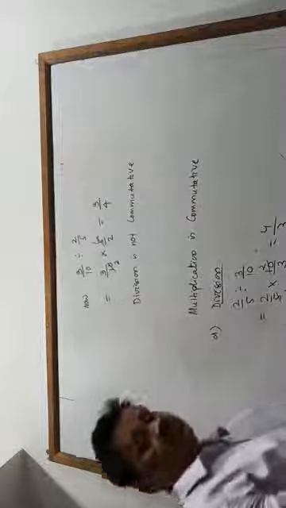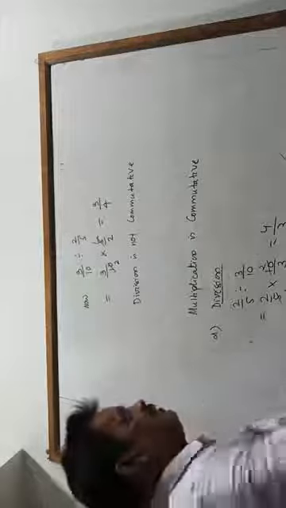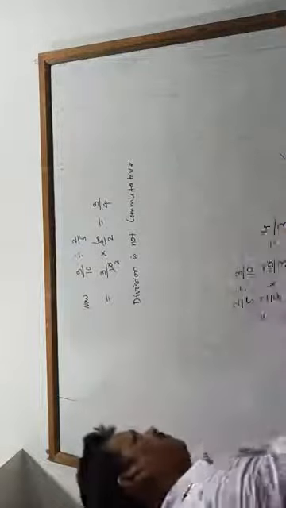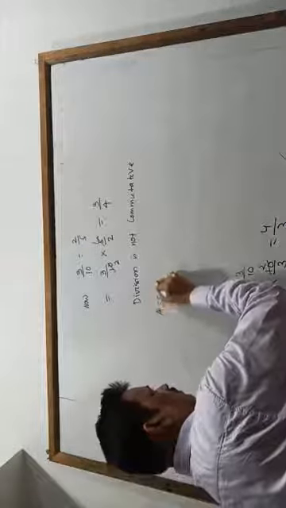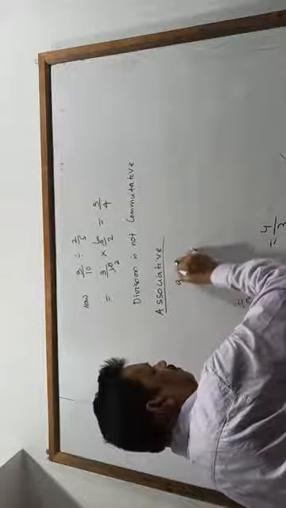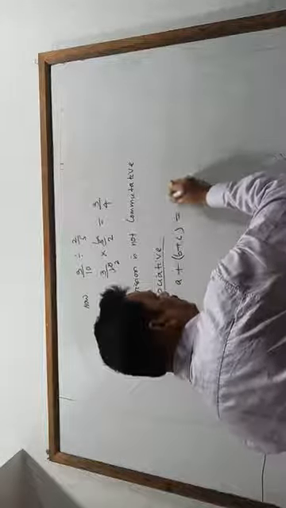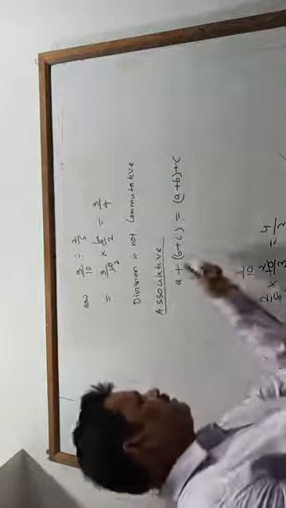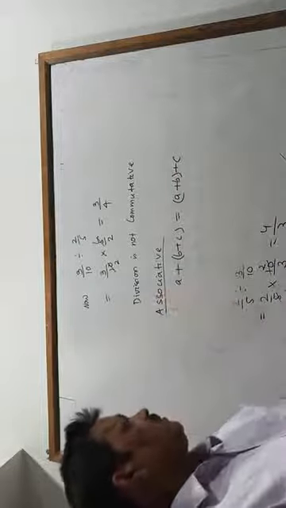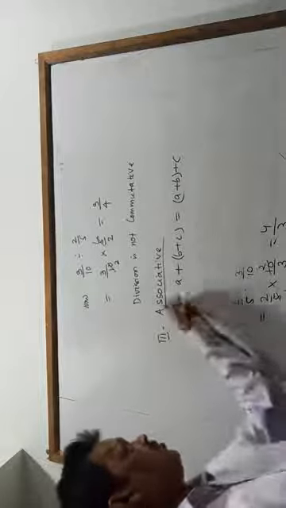Division is not commutative. These are about what? About your commutative properties. Now we will study the third one, associative. The formula is A plus B plus C, A plus B plus C. Here is a bracket, here is a bracket. If this is same, then we can say this is associative. Third property you are learning, associative property.